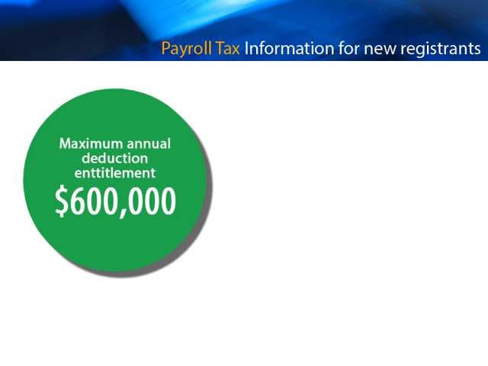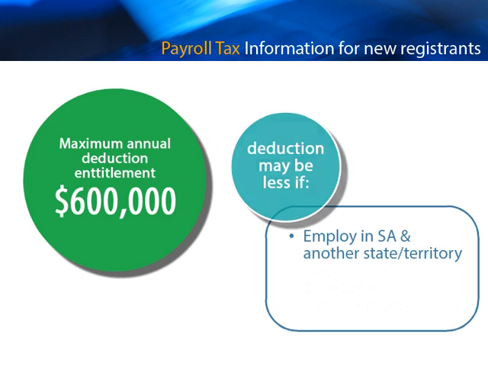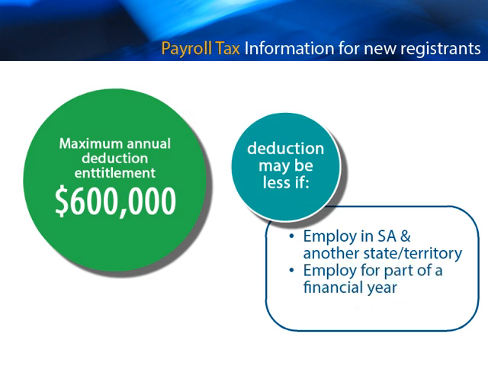Employers may be eligible for an annual deduction entitlement. The maximum annual deduction entitlement is shown on the screen. This may be reduced if you employ in South Australia and another state or territory, or you are a new organisation that only commenced partway through a financial year, or if your organisation ceases to operate during a financial year. If you are part of a group, only the designated group employer will receive the deduction entitlement.